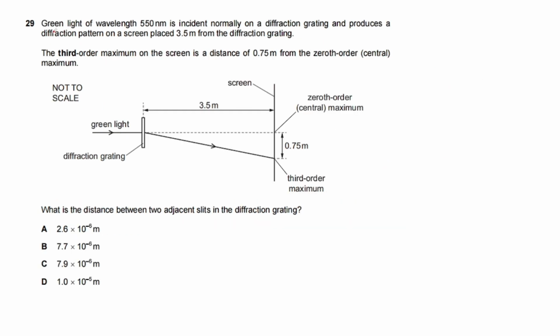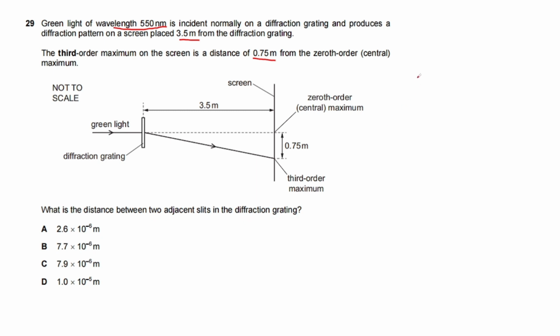Question number 29. Green light of wavelength 550 nanometer is incident normally on a diffraction grating and produces a diffraction pattern on a screen placed 3.5 meter from the diffraction grating. The third order maximum on the screen is at a distance of 0.75 meter from the zeroth order central maximum. What is the distance between two adjacent slits in the diffraction grating?